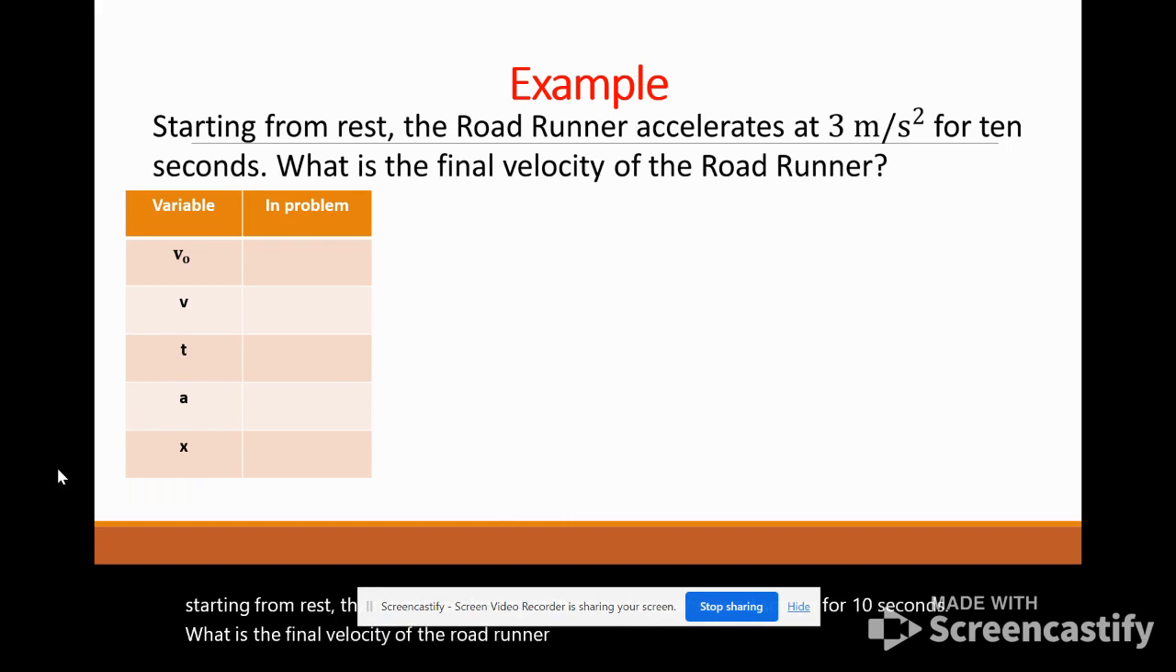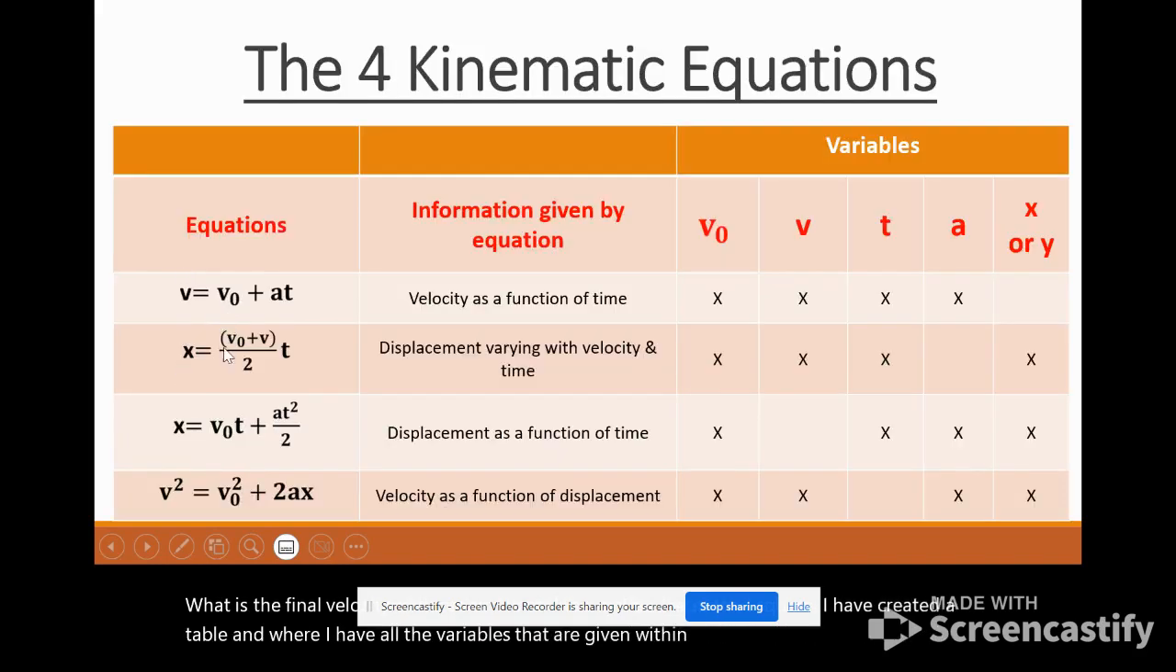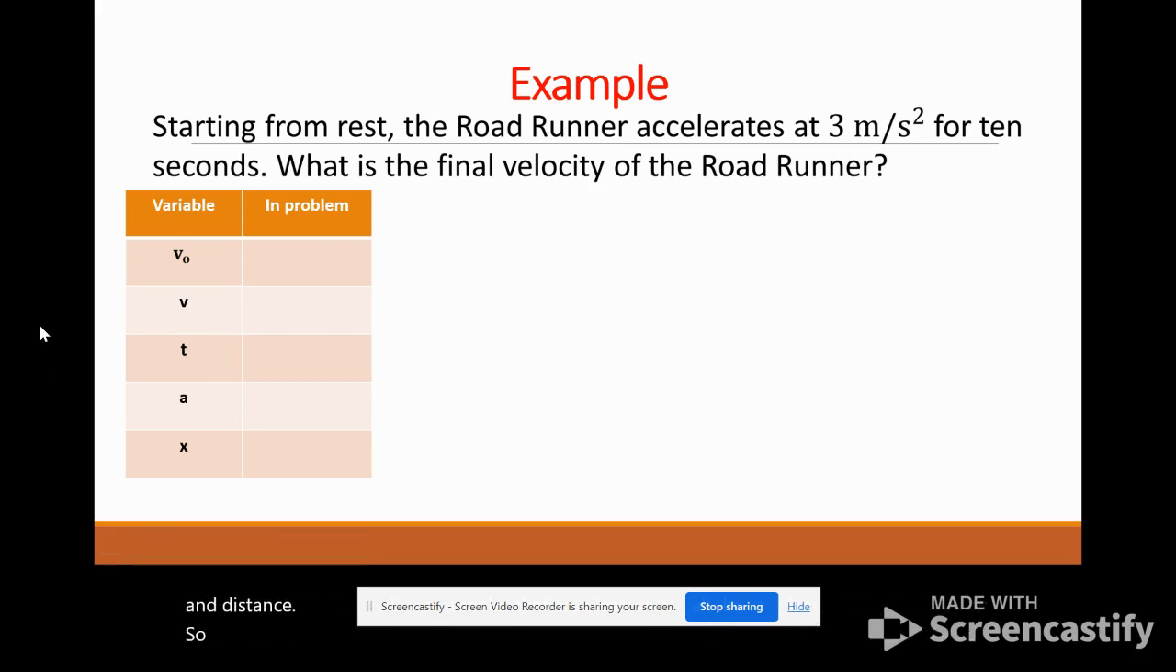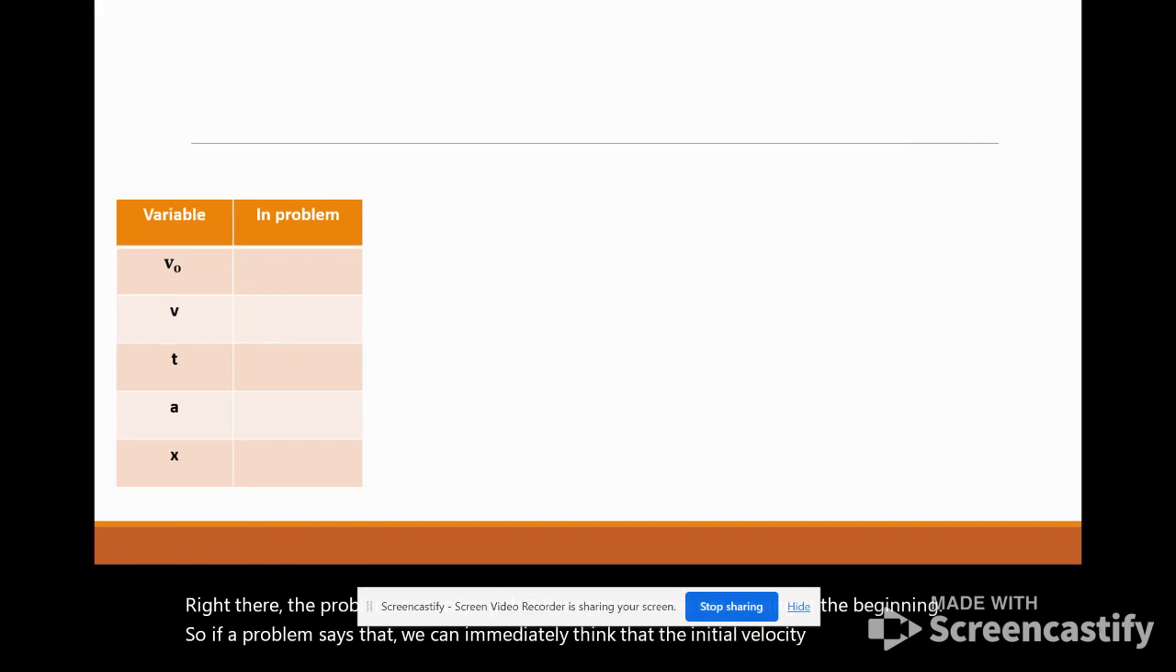Okay, so after I read the problem, I have created a table where I have all the variables that are given within all the four kinematic equations. We can see initial velocity, the velocity, which can also be the final velocity, time, acceleration, and distance. Starting from rest, the problem is specifying that the runner is not moving at the beginning. So if a problem says that, we can immediately think that the initial velocity will be 0.